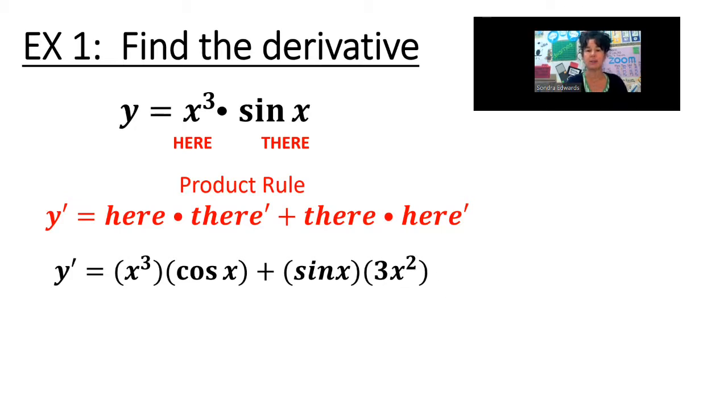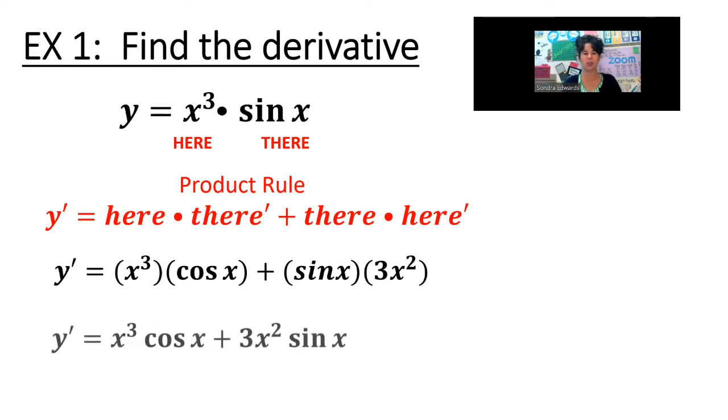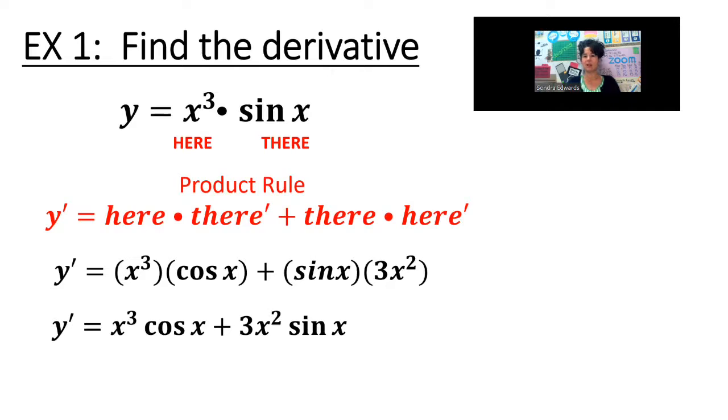We might want to simplify just a bit. Please do not commit the algebra atrocity of calling that sine of 3x to the third. No, no, no, no, no. Okay, trig functions are like bricks. You can't distribute something through them. So I'm going to rewrite that as 3x squared out in front of that sine x, and that's as simplified as it gets.